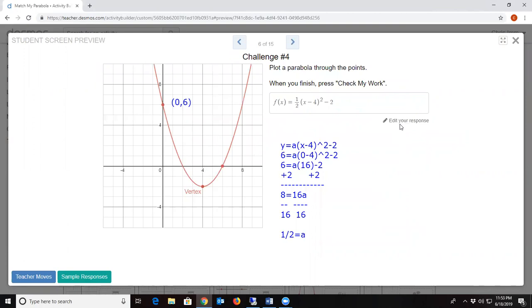Hopefully this has helped you a little bit with finding a parabola in vertex form. Remember, our function is equal to a times the quantity x minus h squared, plus k, where h and k are the vertex, and a is that stretch or compression. If a is negative, it will flip this graph about the x-axis. If a is greater than 1, it will stretch it out. If a is between 0 and 1, it'll compress it, as in this case, compressing it vertically.